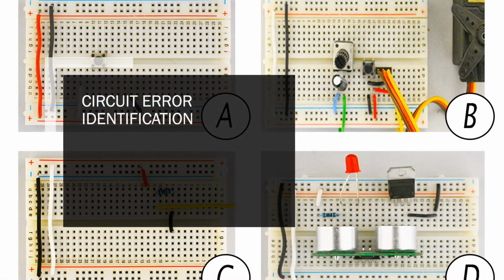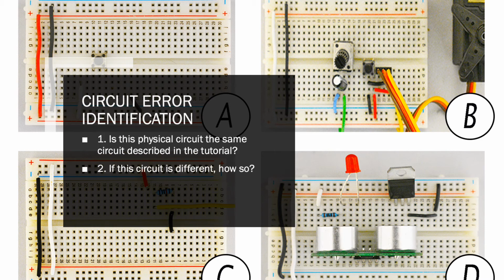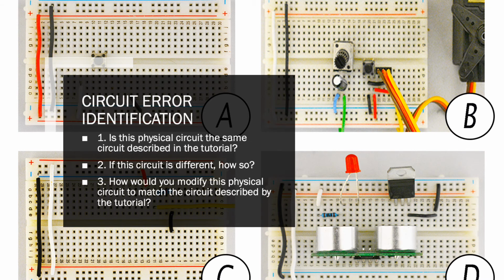Participants were then asked to use the tutorial apparatus as a reference for answering 3 questions regarding the physical circuit. 1. Is this physical circuit the same circuit described in the tutorial? 2. If this circuit is different, how is it different? 3. How would you modify this physical circuit to match the circuit described by the tutorial?